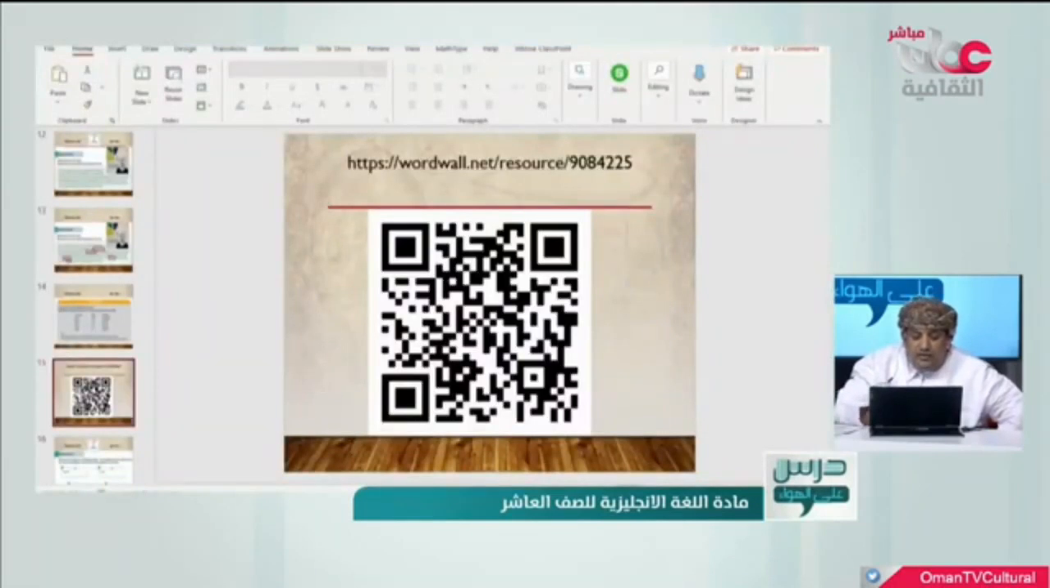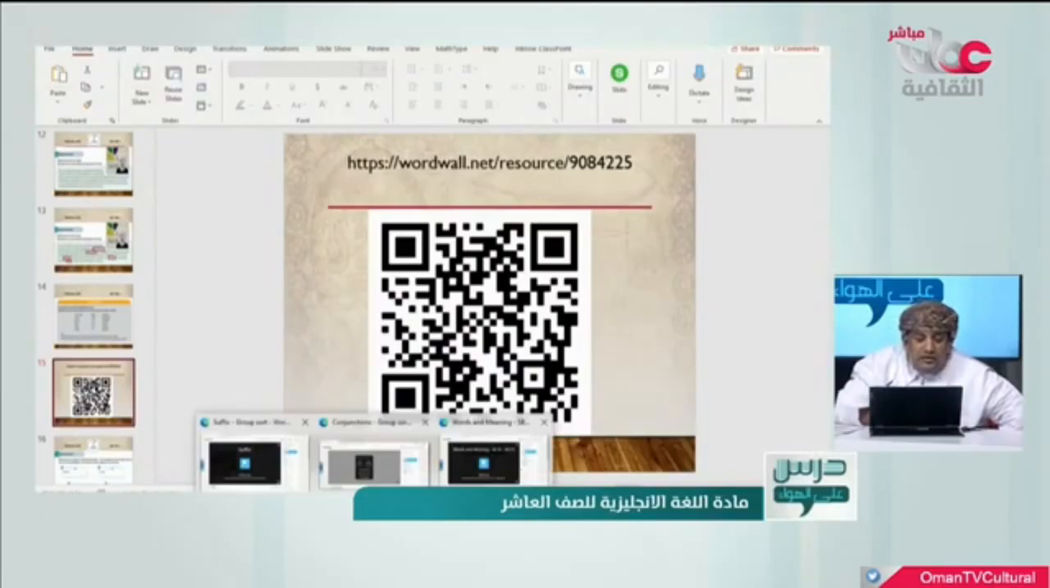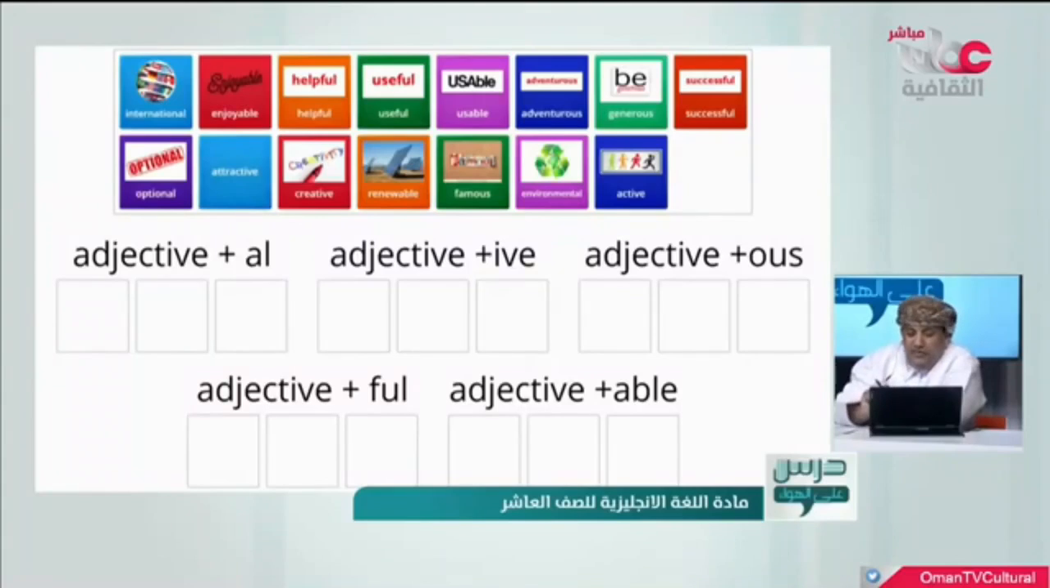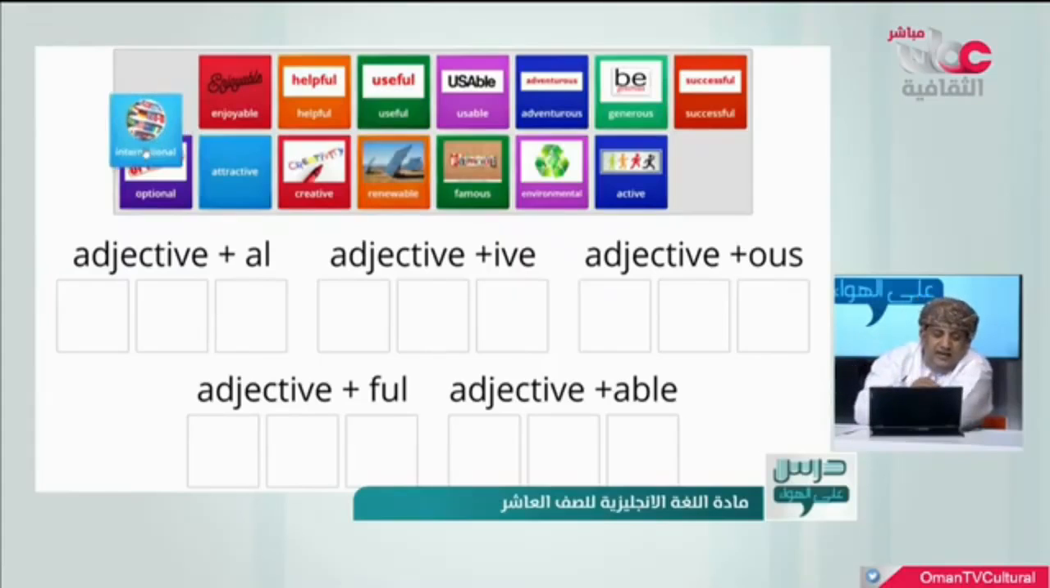Okay, now we are going to do suffix grouping. Now we have 4 or 5 groups. I want you to look at the groups and choose the correct adjective and put it under the correct column. For example, here, the adjective ends with al. I want you to look at the top and choose the correct adjectives that end in al. Let's look at the first word, international. It ends in al, so it's correct.